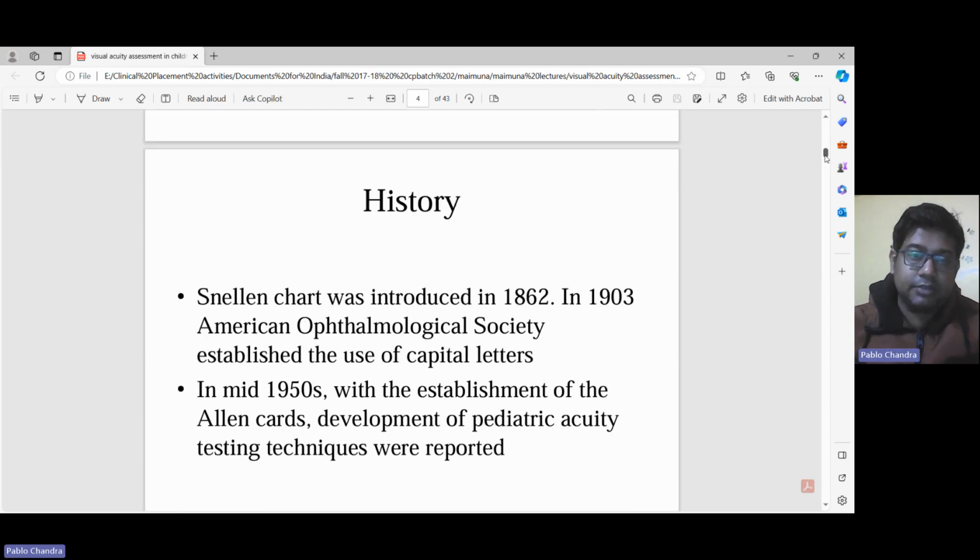Next, let's start with the history. As I told you in the last lecture, the most common chart is the Snellen chart, and it was introduced in 1862. In 1903, the American Ophthalmic Society established the use of capital letters. In the mid 1950s, with the establishment of Allen's card, the development of pediatric vision testing was reported. We will show you how Allen's card is used.